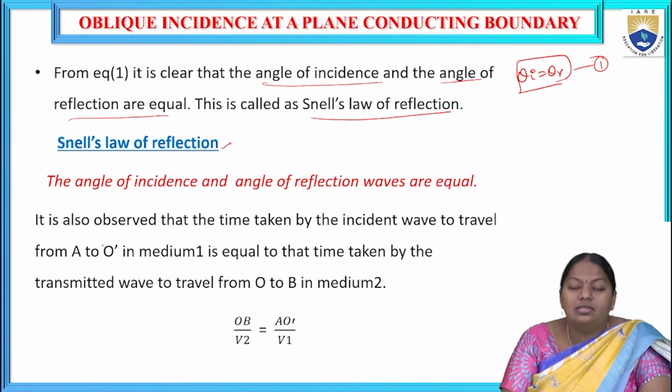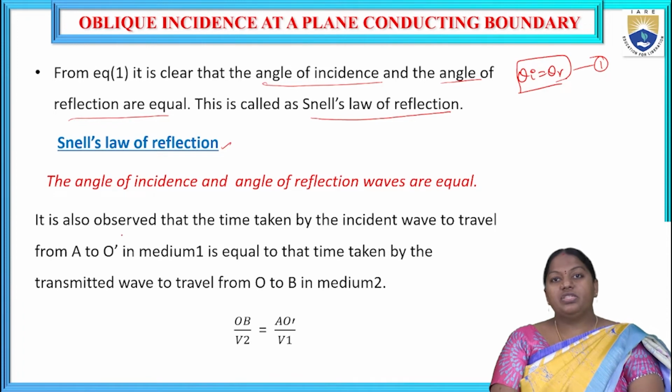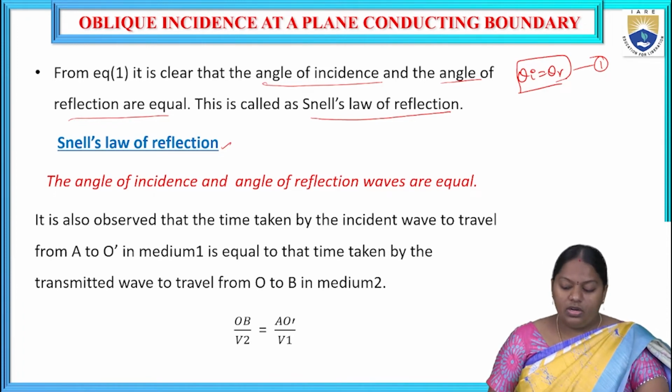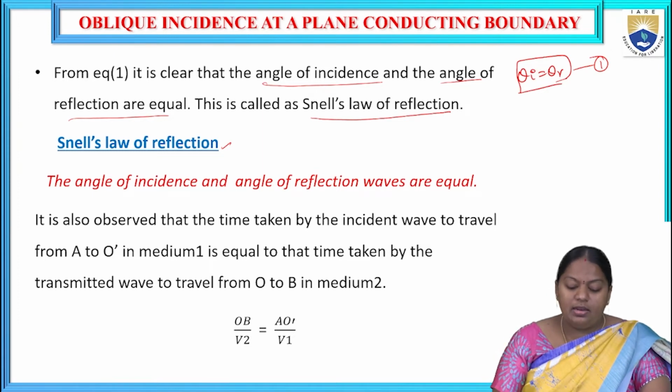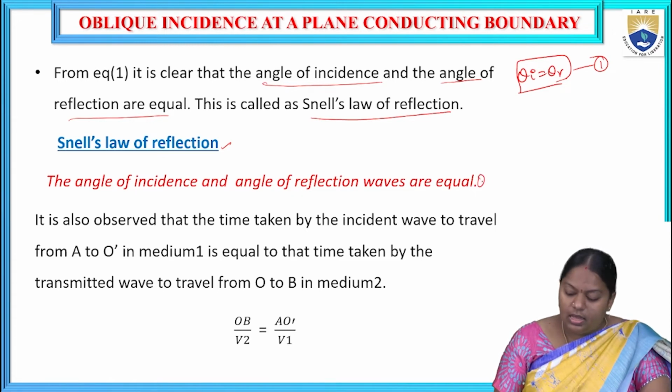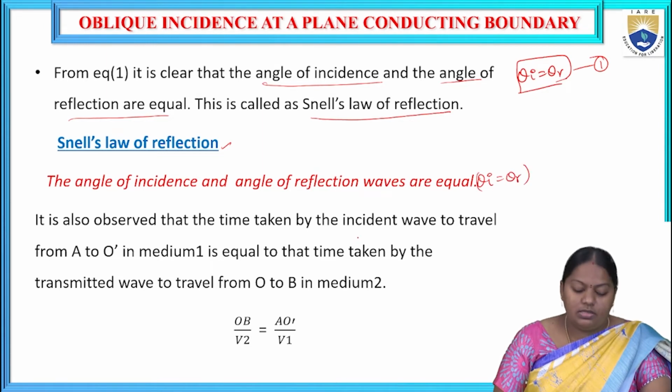From this oblique incidence at a plane dielectric boundary, we will derive two mathematical equations. One is Snell's law of reflection and the other is Snell's law of refraction. So firstly we have Snell's law of reflection, which says the angle of incidence and the angle of reflection of the waves are equal, right? So theta I equal to theta r from this statement.